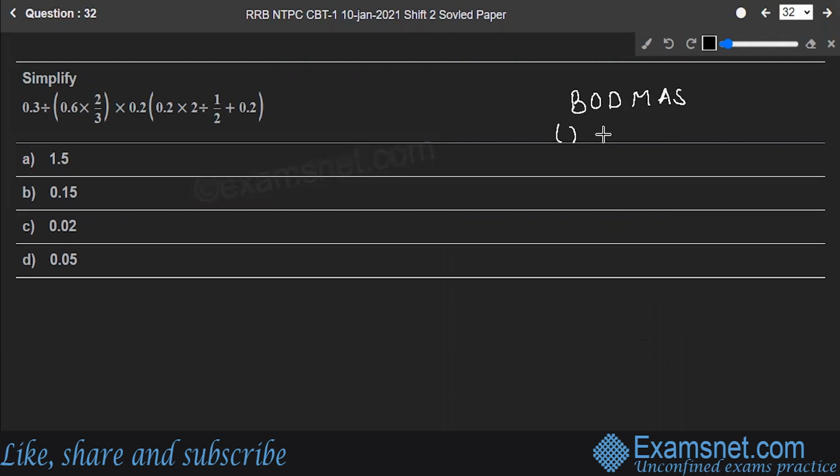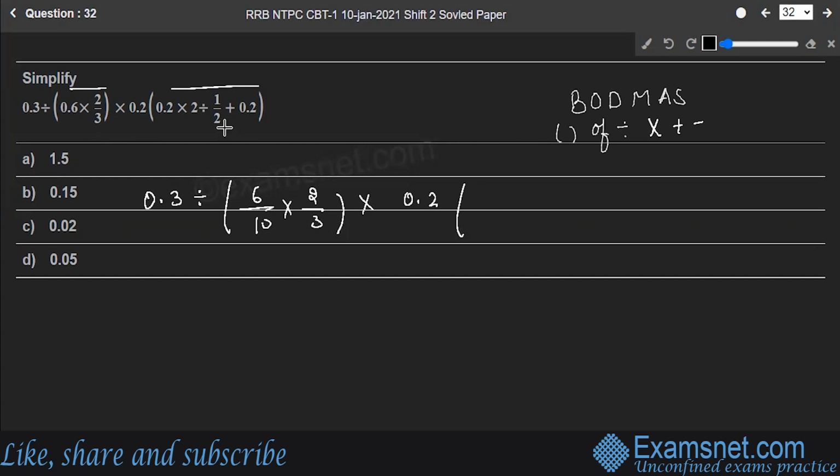The first thing to get solved are the brackets, followed by of, division, multiplication, addition, and subtraction. So let's go. First of all, I'll be solving these two brackets. Let's go with this: 0.3 divided by 6 upon 10 multiply 2 upon 3 multiply 0.2 whole.